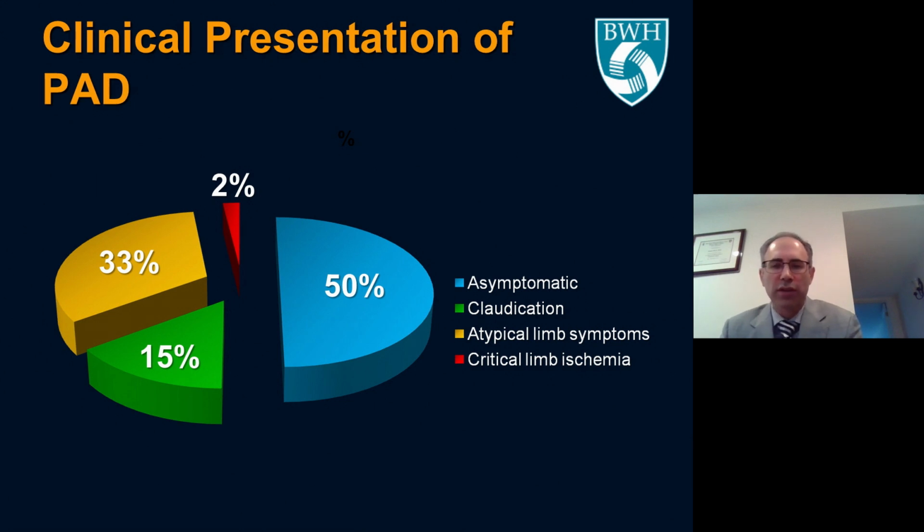33% of patients will actually complain of what we call atypical limb symptoms. They'll report pain or some discomfort in their lower extremities, but it may not be every time they do the same level of activity, or it may have different symptoms in different locations. And 2% of the time we'll have patients who actually come in with ulcer or signs of tissue loss.